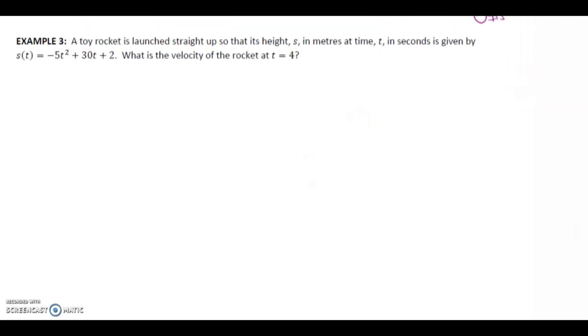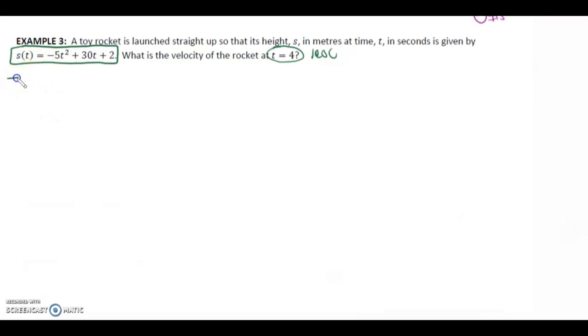Okay, so example 3. A toy rocket is launched straight up so that its height, s, in meters at time t in seconds, is given by this equation here. What is the velocity of the rocket at t equals 4? Okay, so we can only see one point here, t equals 4. So that means that we are going to be using instantaneous rate of change.